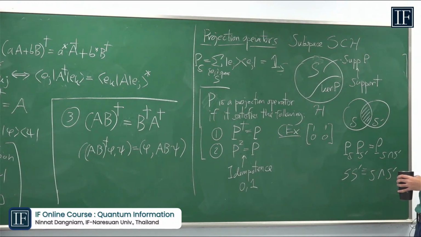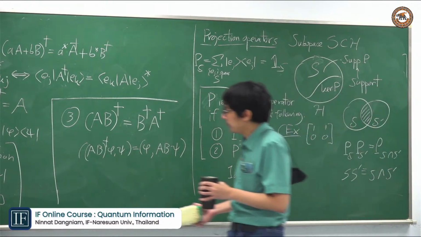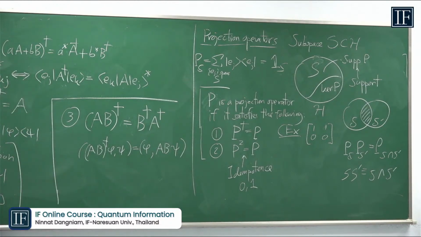Do I need to say that they commute also? Yeah, because in the Boolean algebra case, I would just restrict to all the projectors that commute with each other.